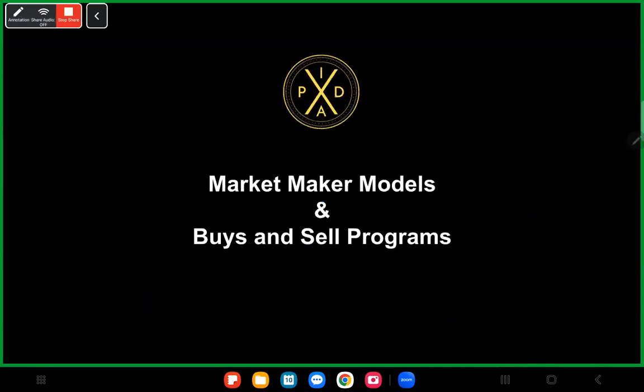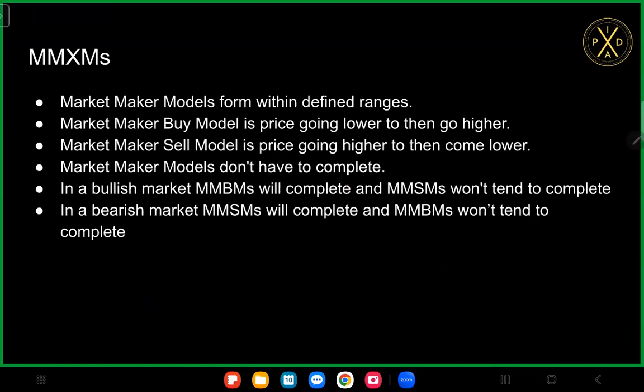All right, so now let's combine all that understanding with the market maker models and the buy and the sell programs. So that's going to be the next chapter. All right, so what do we know about market maker models? Well, market maker models form within defined ranges.